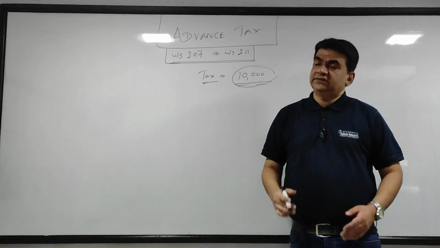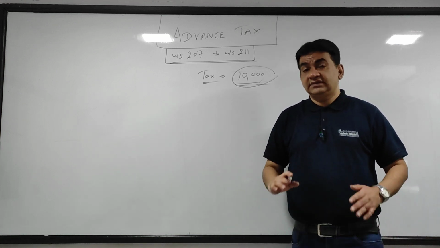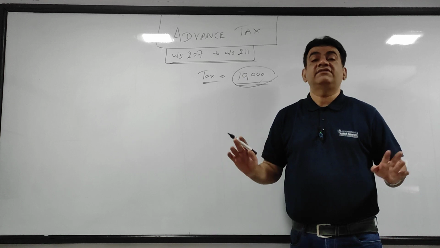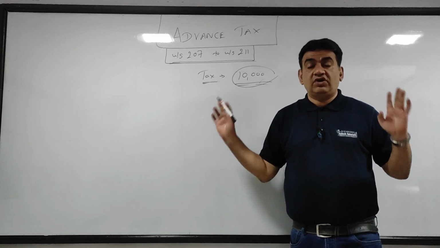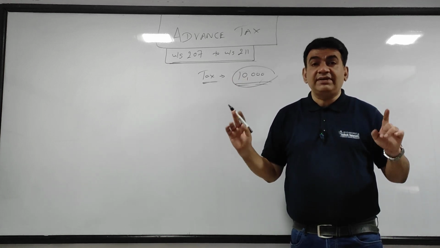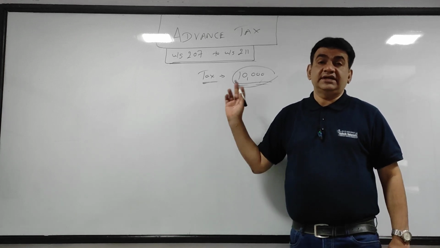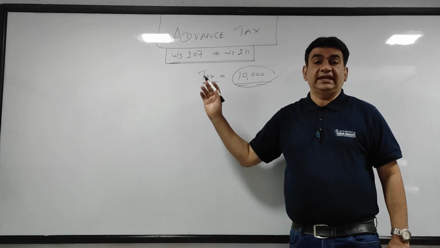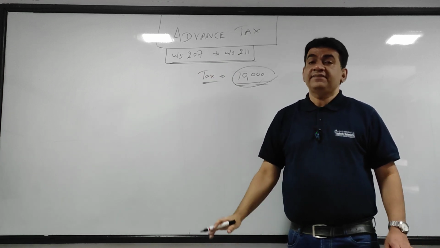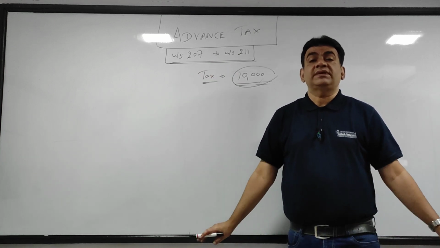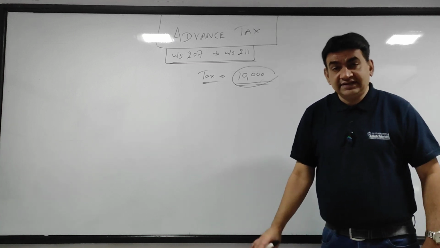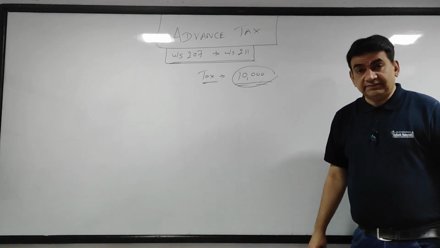So people normally avoid that charging of interest and they will pay the tax in advance. Got it? So advance tax liability comes into the picture when the tax payable for the entire year is 10,000 or more. If it is below 10,000, then you do not need to pay the tax in advance. This is the basic concept.